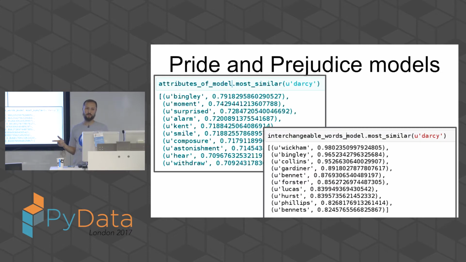So this is an example of two models trained on Pride and Prejudice. The first one, in blue, is just a topical model. It shows you the attributes of Darcy, and you see things like smile, composure, surprised. This is just a general topic of Darcy. And the second model is for interchangeable words. What are all the male characters in the book? And you see Mr. Wickham, Mr. Bingley, and other male characters in the book. I'll show you how to train these models later, and how to set the hyperparameters to get different kinds of similarity. Any questions so far? No.